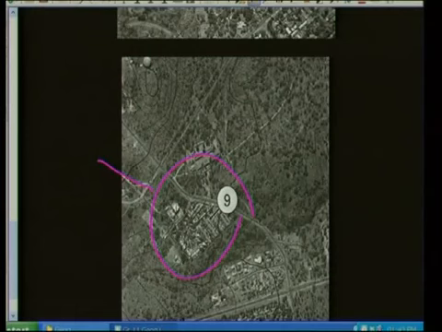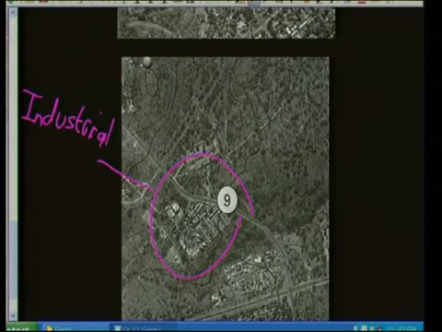And if you looked at your map also together with this, your topographic map, you'll notice that it is an industrial area, okay?